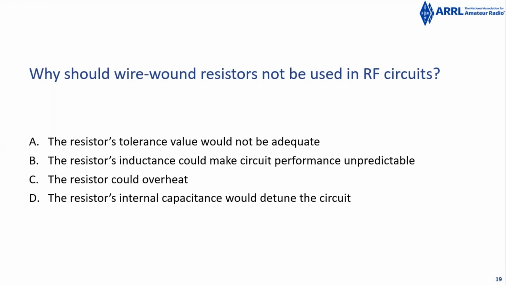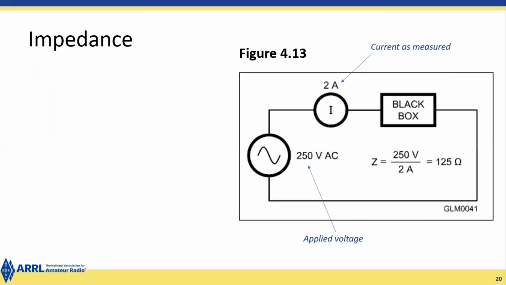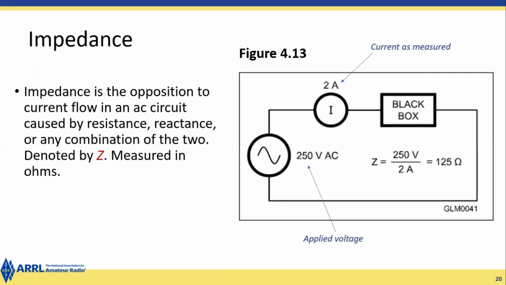Let's see, the resistance inductance could make circuit performance unpredictable. The internal resistance capacitance would detune the circuit. So I think it's going to be D. Nope. The resistance inductance could make performance unpredictable because there's parasitic reactance in there. Okay. Impedance is the opposition to current flow in an AC circuit caused by resistance, reactance, or any combination of the two.